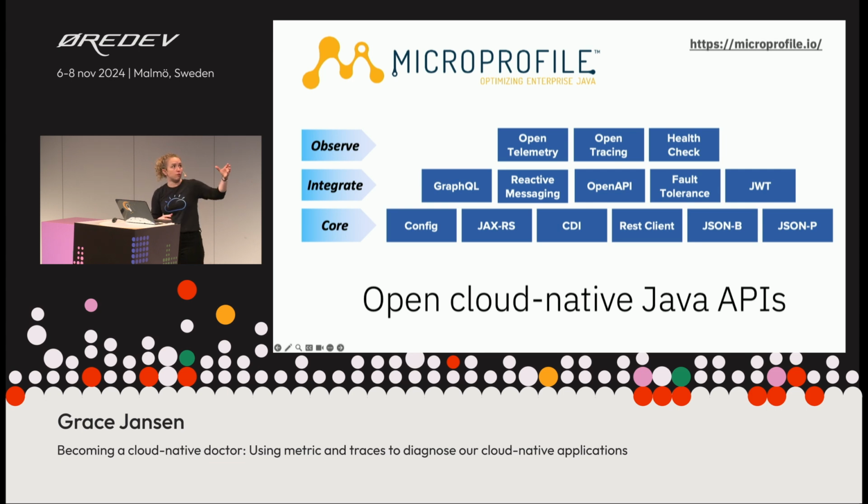So it includes a lot of different APIs, things like external configuration, CDI injection, JSON-B, JSON-P, and going up to things like having reactive in our applications, open tracing, open telemetry and health checks and things like this.